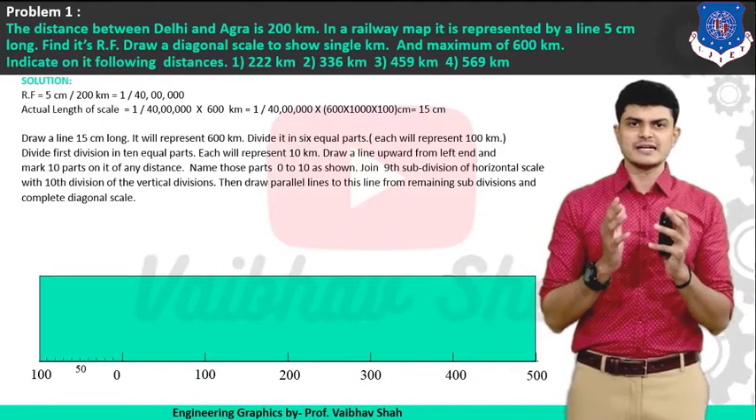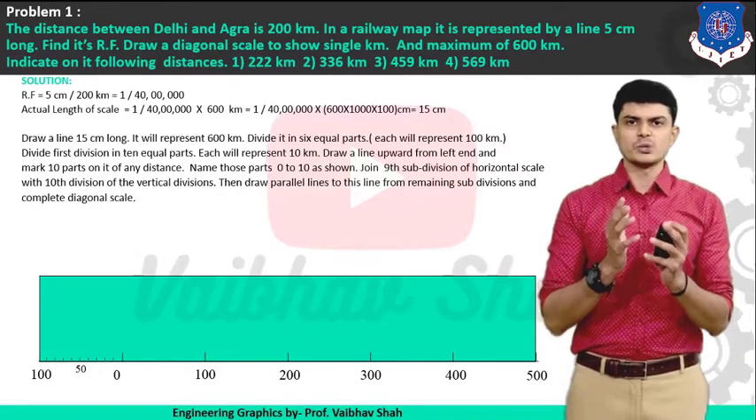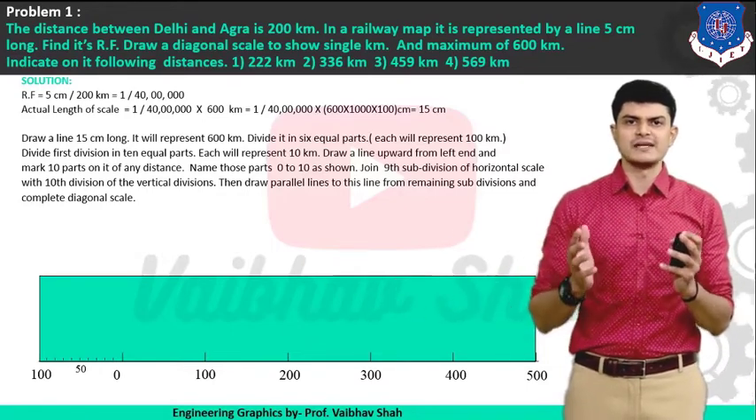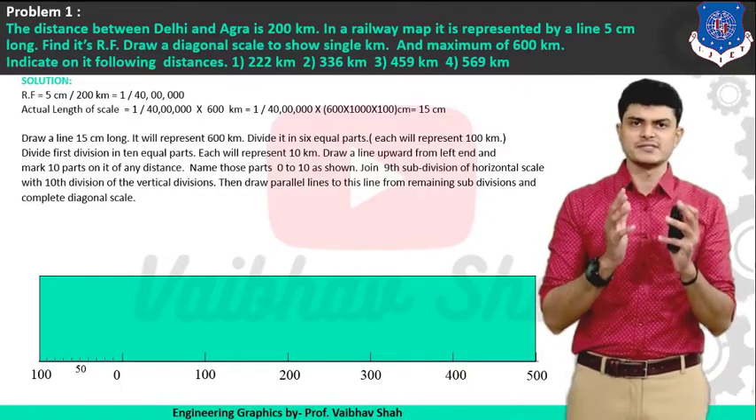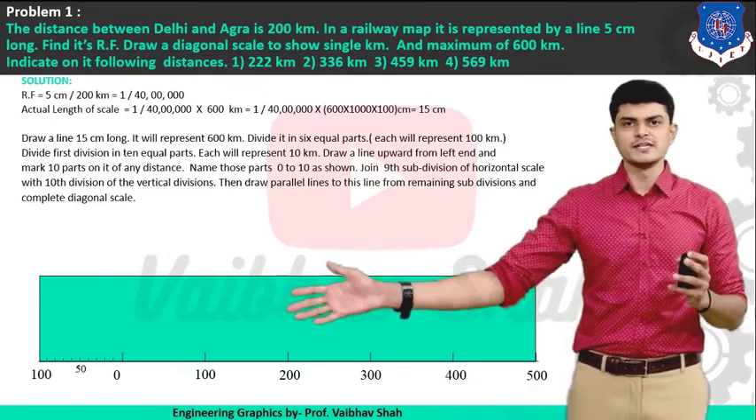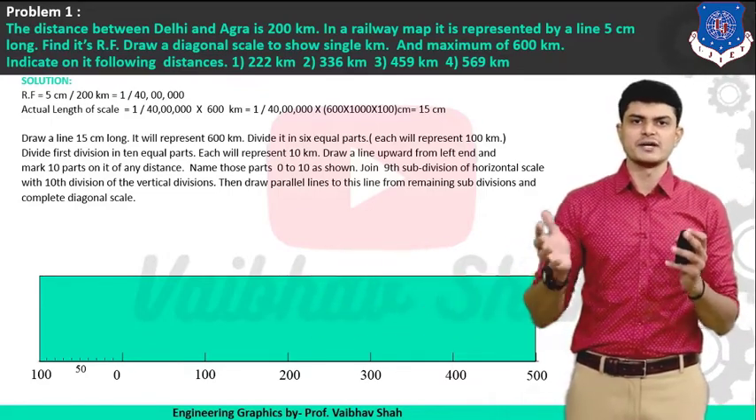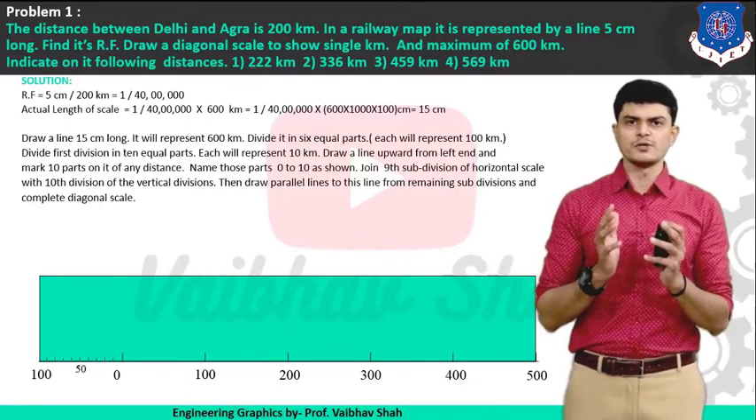Remember, many students are committing mistakes here. In hurry, they tend to write 0, 1, 2, 3, 4, 5, 6. It is completely wrong because we are dealing with 600 kilometers here. So each of the part must be of 100 units. So 0, 100, 200, 300, 400, 500 must be your values, not 0, 1, 2, 3, 4, 5.